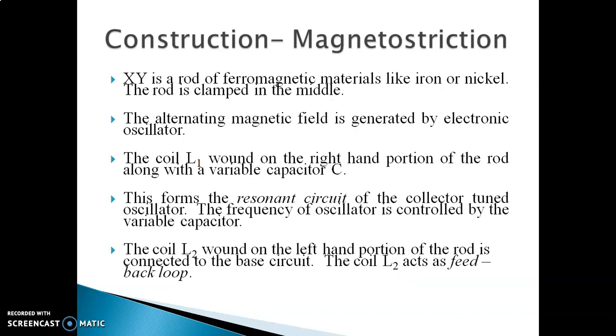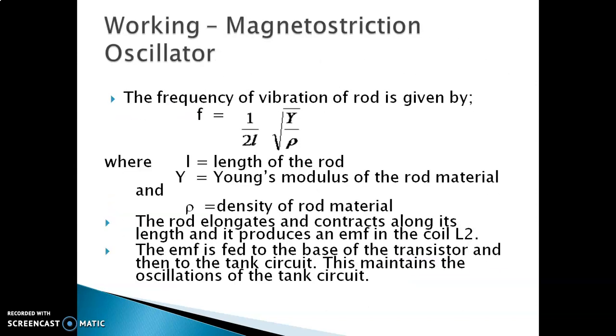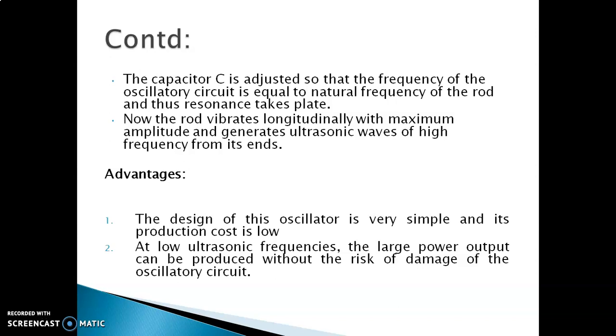All these are explained in detail in these slides. You can go through that. Now let us see what the advantages of this method are. Advantages: the design of this magnetostriction oscillator is very simple and its production cost is also low. Then at low ultrasonic frequencies, very large output can be produced without the risk of damage to the oscillatory circuit.